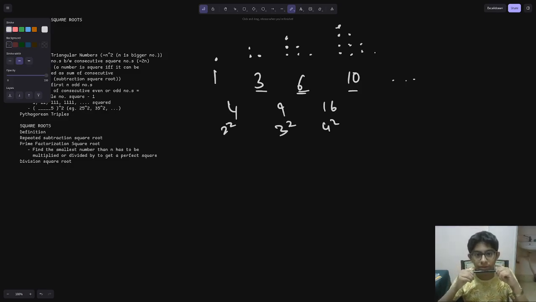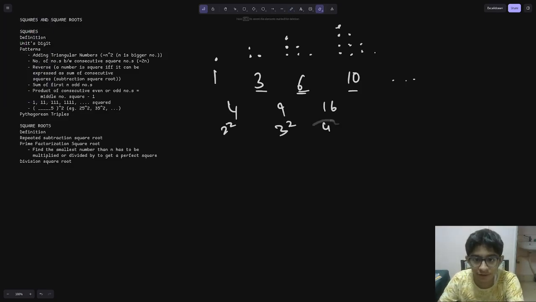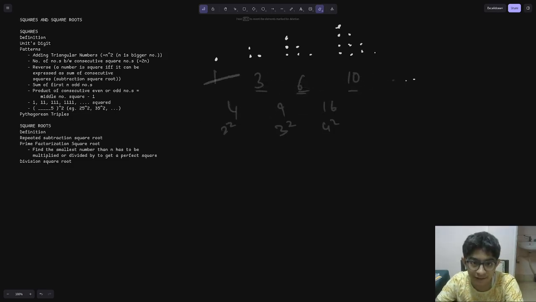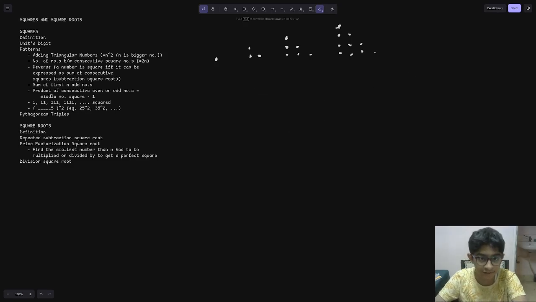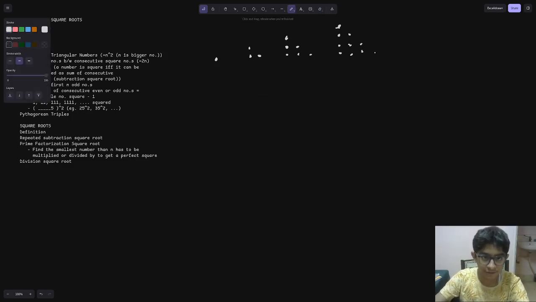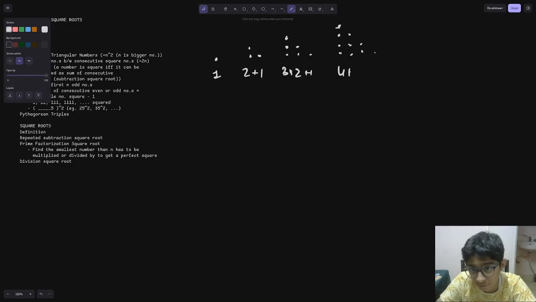So how does this work? It's a nice question, right? Let us try to derive this mathematically. This interlinks with algebraic expressions and identities, which I will teach you later. We need to see how these are formed. The first one is formed by just 1. This is formed by 2 plus 1. This is formed by 3 plus 2 plus 1. And the next one is formed by 4 plus 3 plus 2 plus 1, and so on.